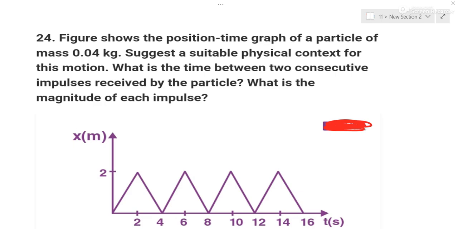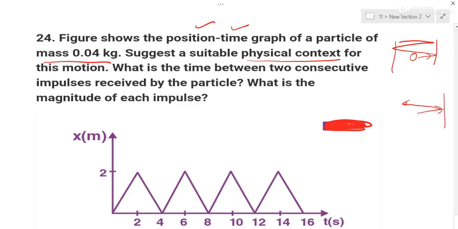Let us see this question. This is some graph, a position time graph. Mass is given. We have to tell a suitable physical context. Because the graph is of this nature, it is being repetitive. So one example can be a ball striking against two walls repeatedly. A ball is going towards one wall and then rebounding, going to the next wall, then rebounding. So it is being repeated that way. So this is one example.